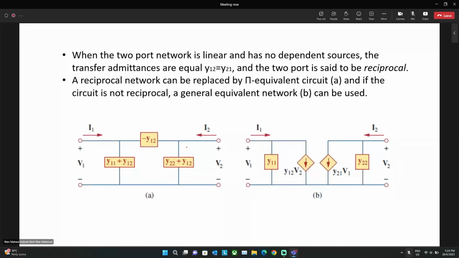Okay. So, sama juga macam Z parameter. When the two port is linear and has no dependent source, and Y12 sama dengan Y21, kita panggil circuit tu reciprocal. Reciprocal circuit, kita boleh represent dalam sama ada bentuk macam ni ataupun macam ni. Depends lah, kalau reciprocal, yang mana Y12 sama dengan Y21, kita boleh guna yang ni. Ataupun kalau bukan reciprocal, kita guna these equations lah.